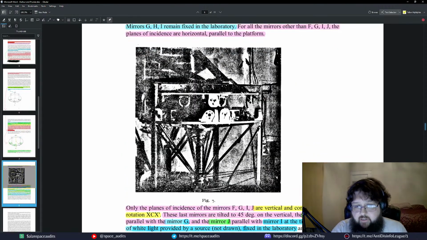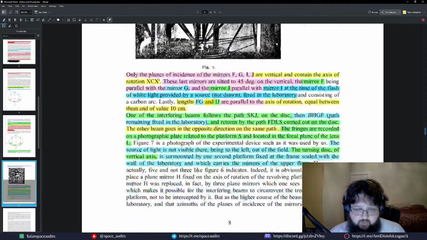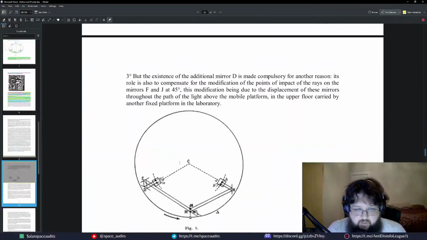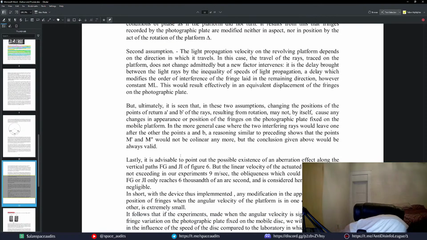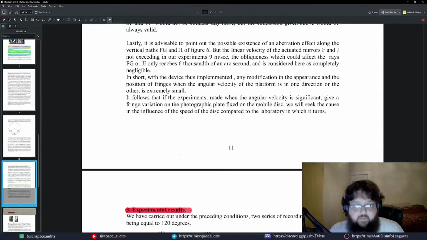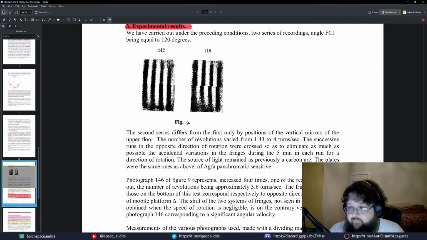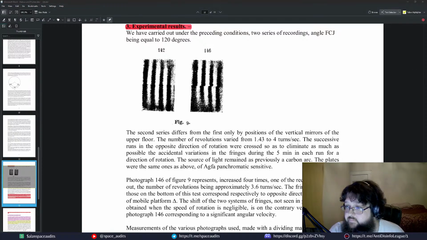Here's a quick snapshot of what it looks like. They're separated by 4 inches. The top platform is stationary, non-rotating. The bottom platform is rotating at 1 turn per second. And what they showed here is that the fringe shift for the lab observer shows a first order dependence on the 1 turn per second of the rotating platform.